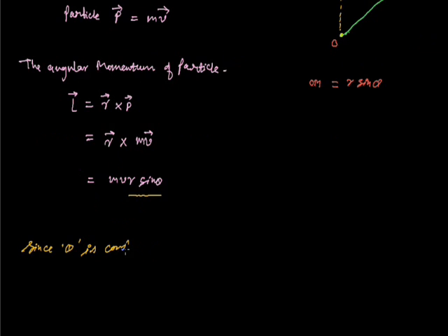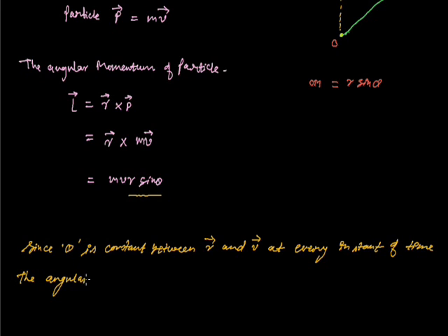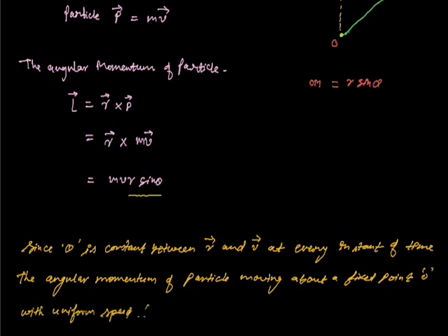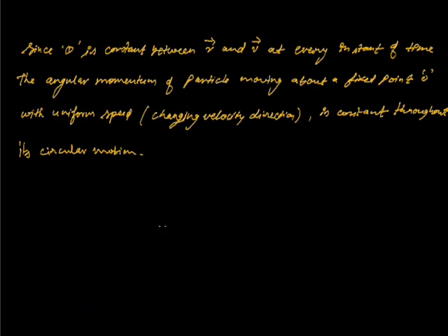So since theta is constant between the r and v vectors at every instant of time, the angular momentum of the particle moving about a fixed point or origin with uniform speed, even though the velocity is changing, will be constant. So that's all for today.